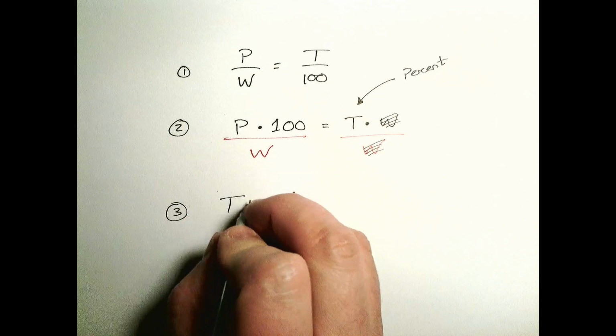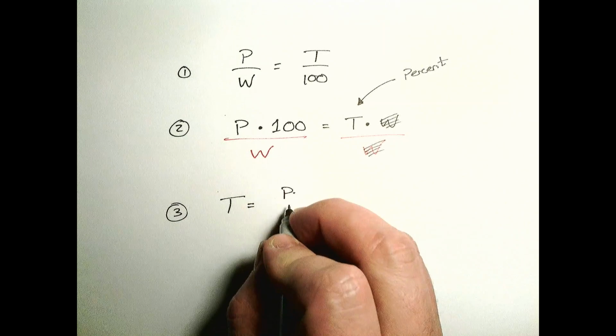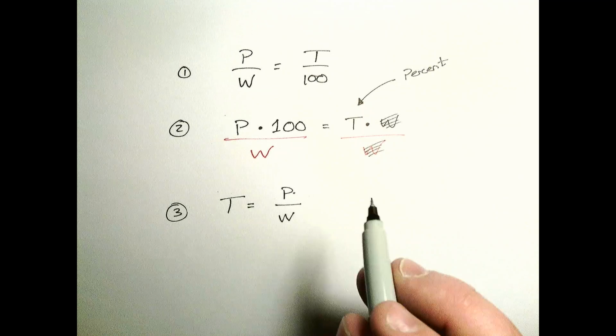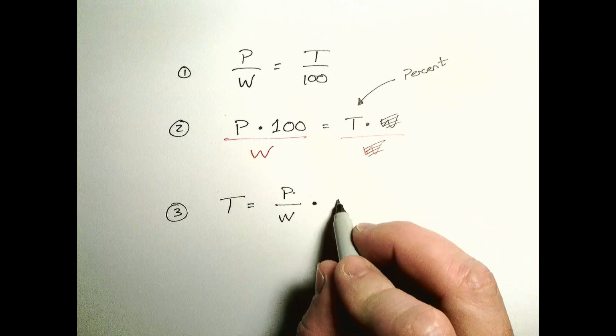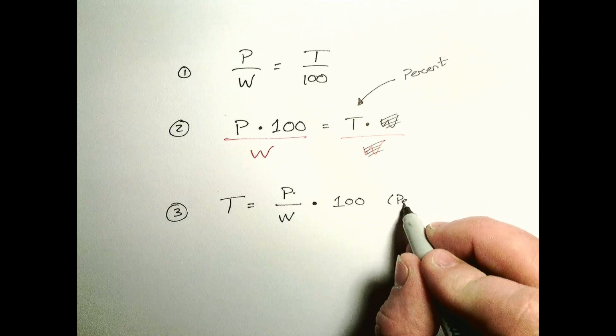So T is going to be equal to P over W times 100. That's the equation for percent.